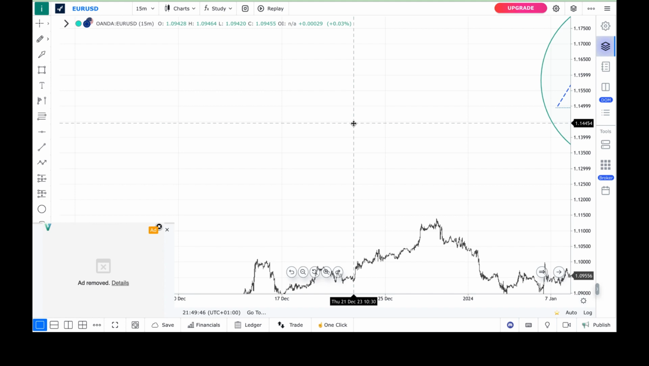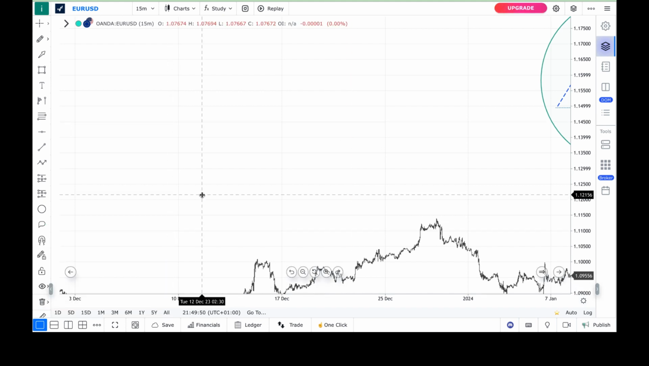So now let's get into it. What exactly is liquidity? Liquidity refers to an area where people's orders are resting. Yes, it refers to an area.